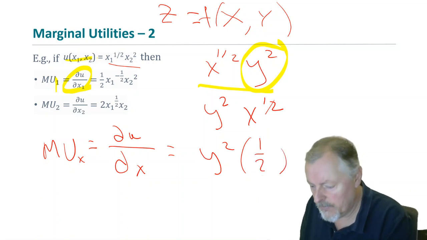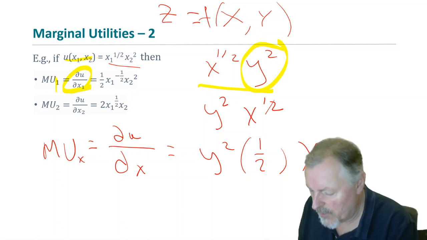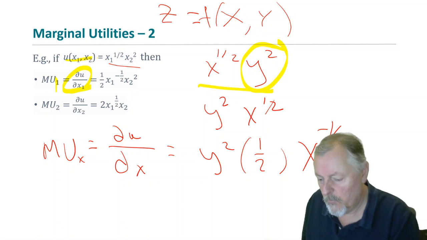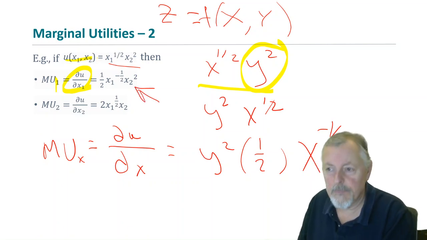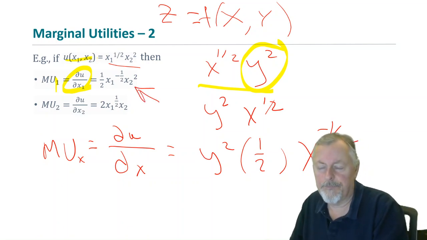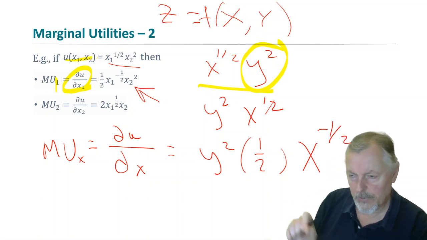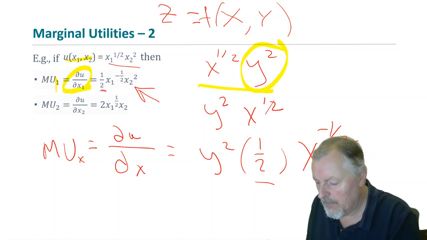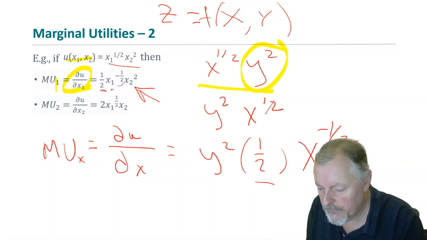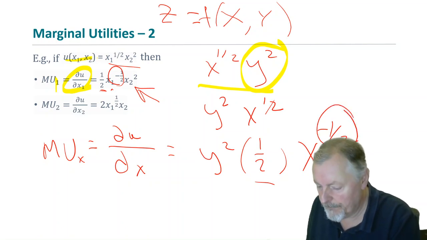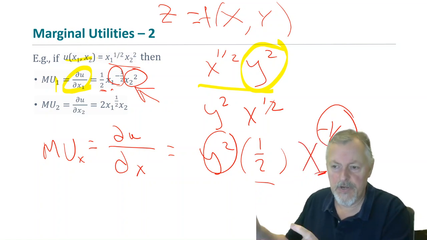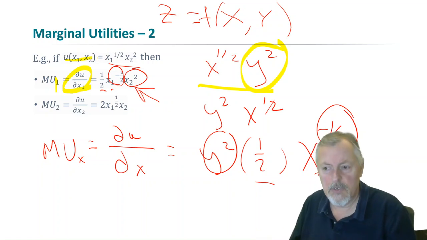times the derivative of x to the 1/2, which would be 1/2, you bring that down, times x, subtract off 1, negative 1/2, which is what they have there with, well, very bad typesetting, so it's hard to tell which is in an exponent. But 1/2, that's there, x, well, they call that x1, to the minus 1/2 power times x2 squared. All you do is pretend everything you're not differentiating with respect to is a constant.